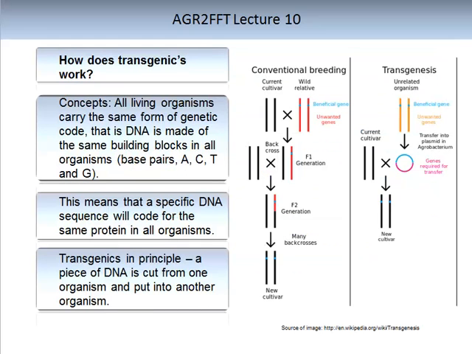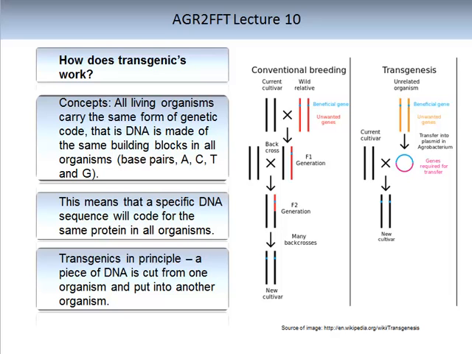So, how does transgenics work? Well, the concept is that all living organisms carry the same form of genetic code, as we know DNA, and this is made up of small building blocks in organisms. These are base pairs A, C, T and G. And the processes behind this were covered extensively in the previous lectures.